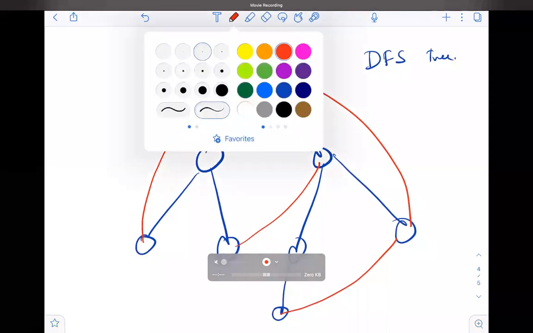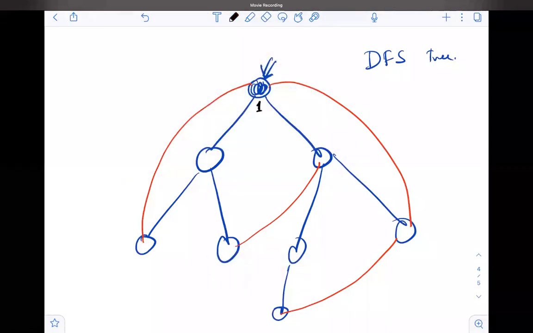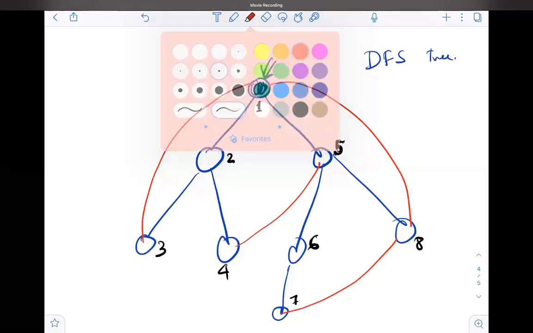So maybe this is 1, this is 2, this is 3, this is 4, this is 5, this is 6, this is 7, this is 8. By the way, these numbers don't say anything about the order in which the vertices were found. They're just labels. Yes, but here we have an edge from 4 to 5. Correct. So let's see.